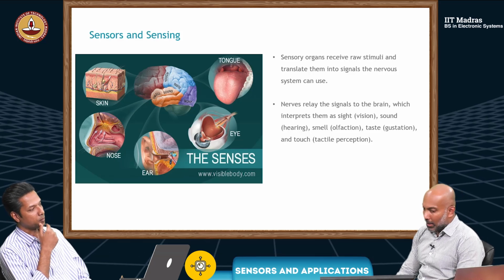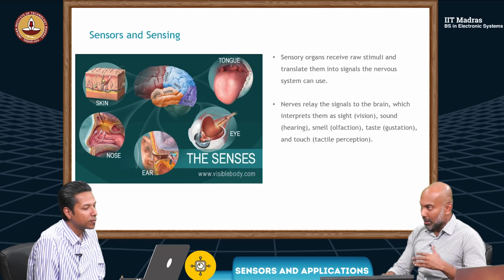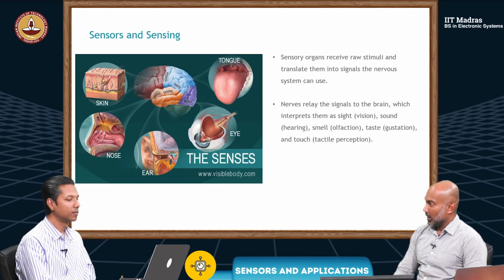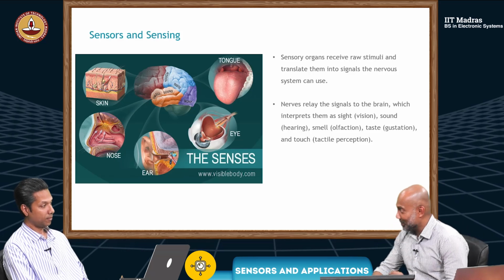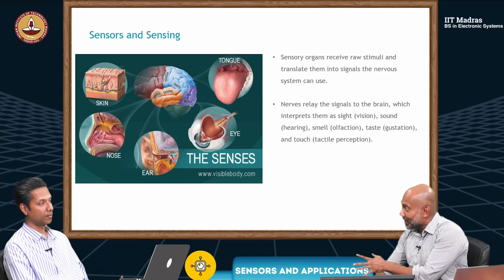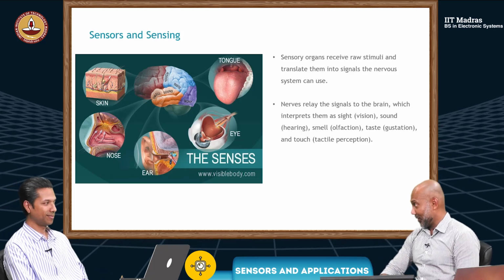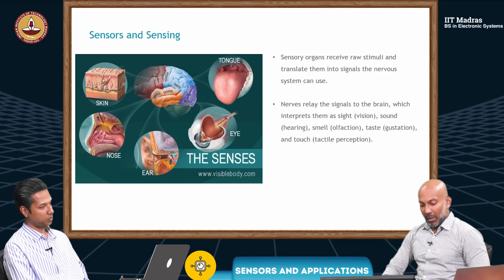So that's a very nice way of thinking of sensors, right? And as we go along, you'll see most of the things we talk about now can be applied to the electronic sensors that you're talking about. At least the principles.